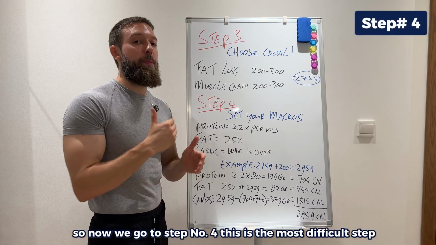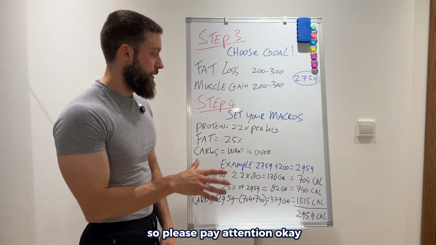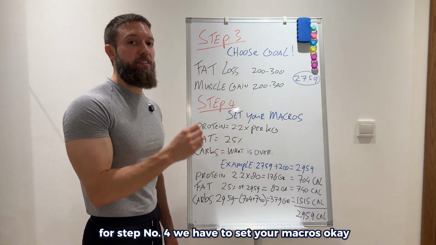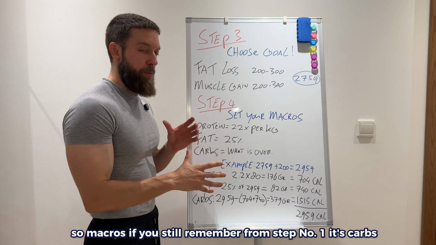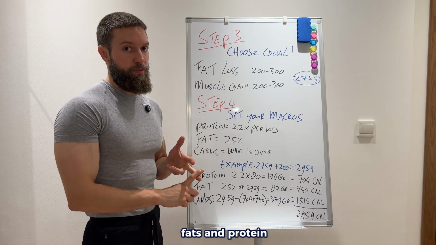Okay, so now we go to step number 4. This is the most difficult step, so please pay attention. For step number 4, we have to set your macros. If you still remember from step number 1, macros are carbs, fats, and protein.